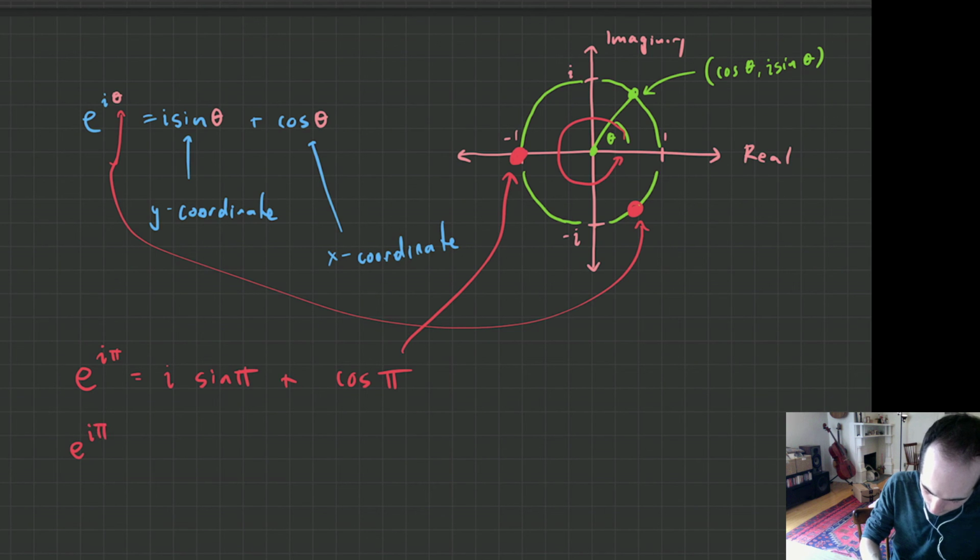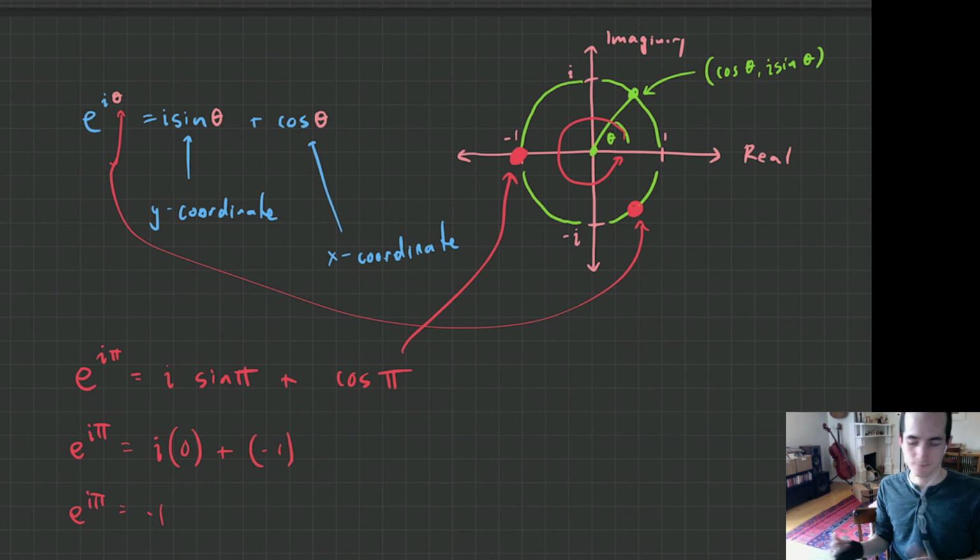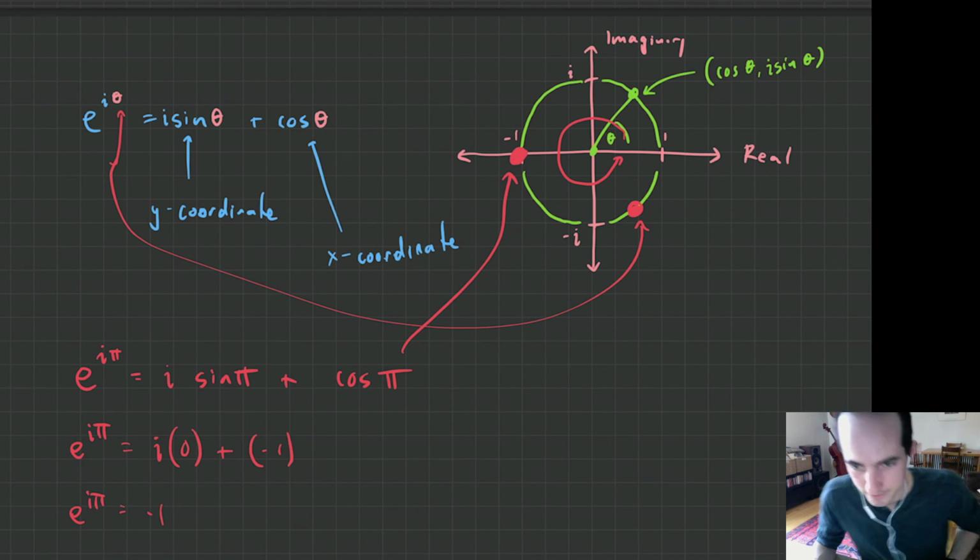e to the i pi is equal to i times sine of pi plus cos of pi. Sine of pi is 0, and cos of pi is -1. So e to the i pi is equal to -1, which is so cool. Yeah, there you have it.